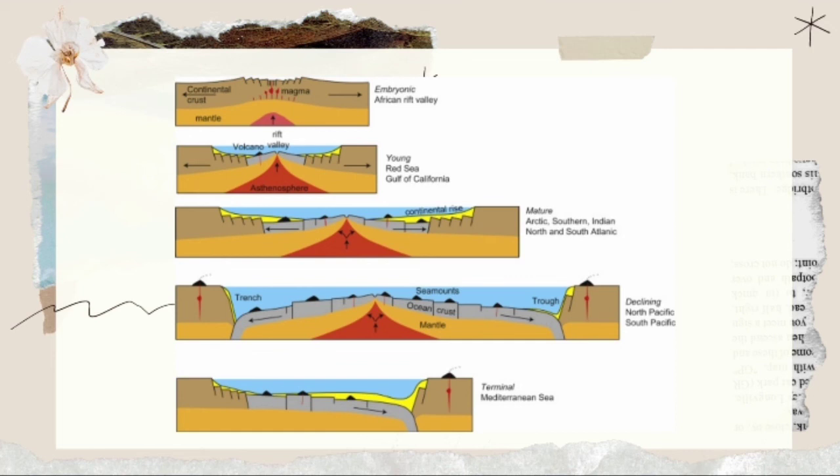The fifth stage is the terminal stage. The ocean basin closes through subduction as continents from opposite sides of the ocean basin bear down on one another and eventually collide. The sixth stage is the suturing stage. Collision of the continents is complete and the intervening sea is gone.